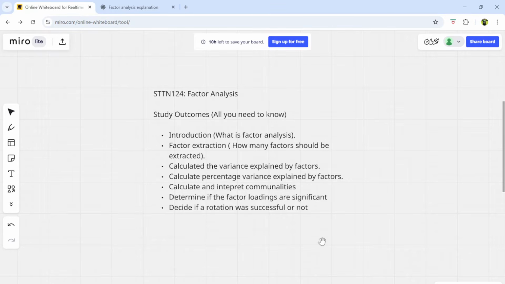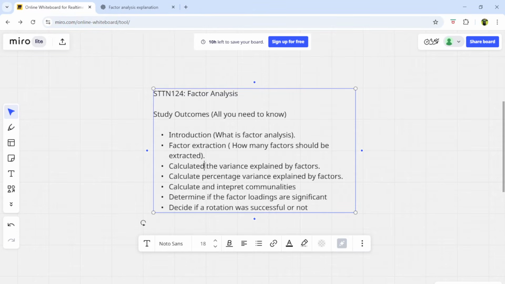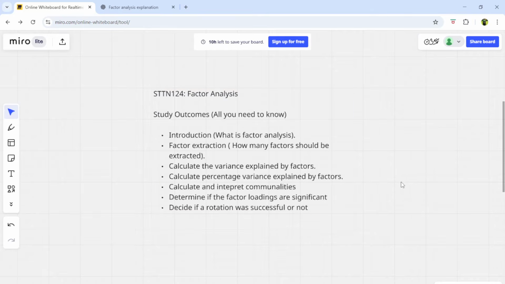We have to know the variance explained by the factors, the percentage variance explained by factors, and calculate and interpret communalities. You need to know how to determine if the factor loadings are significant. We also need to decide if rotation was successful or not. So this is what we need to know, and we're going to be going through each at a time. But before all that, we need to start with the introduction, obviously.